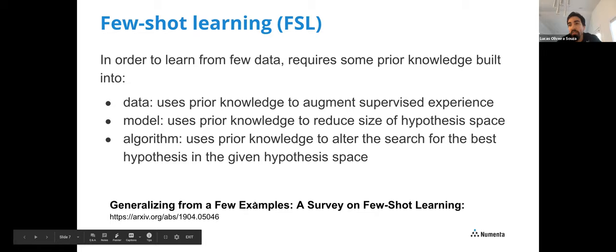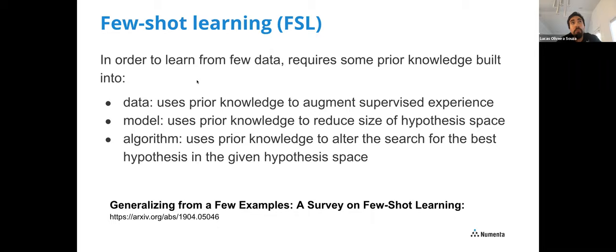So they propose this taxonomy, and they make the point that in order to learn from just a few data, you require some prior knowledge, which can be built into the data. So you can use this prior knowledge to augment the supervised experience, so you make the data richer. It can be built into the model, so you reduce the size of the hypothesis space.